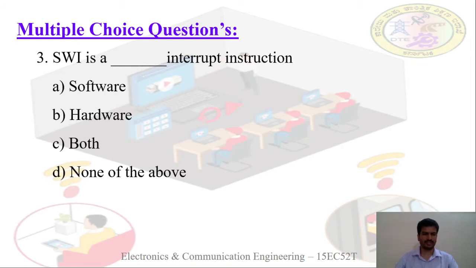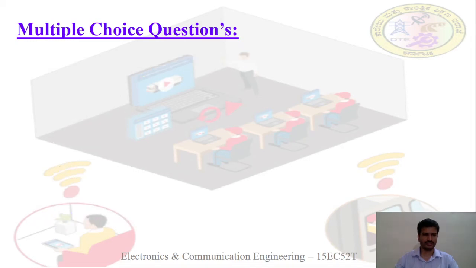So next question, SWI, software interrupt, is a dash interrupt instruction. A software, B hardware, C both, D none of the above. The answer is software. The name itself, SWI, software interrupt, says it is a software interrupt instruction. So A is the right answer.